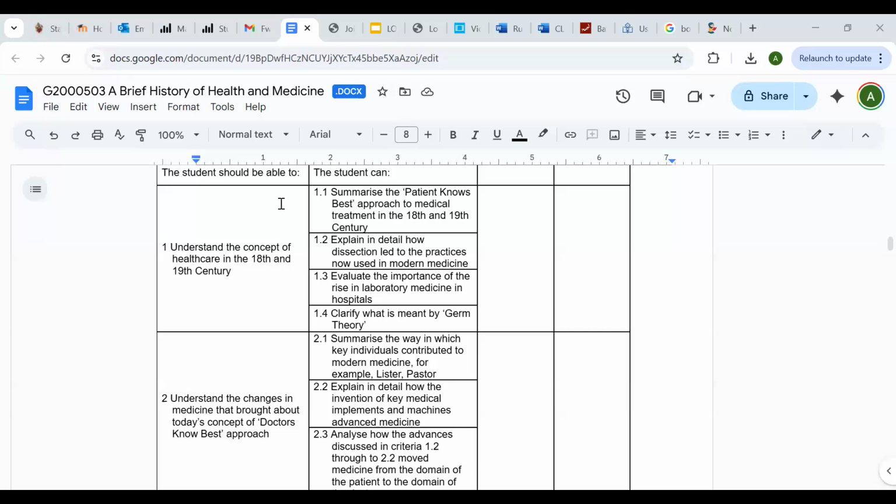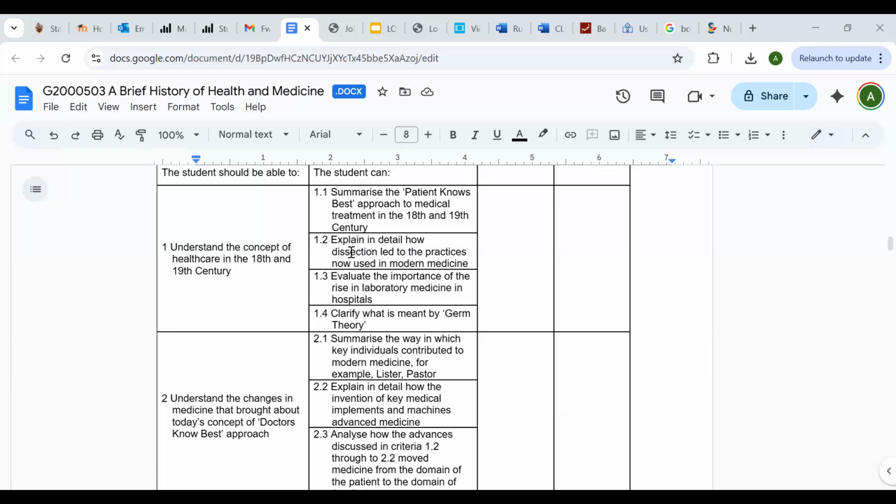So this is basically a unit covering two learning outcomes. The first learning outcome is to understand the concept of healthcare in the 18th and the 19th century. This has certain other components that you will be covering as well. The first is to summarize the patient knows best approach. What is this approach? We'll be talking about it, to medical treatment in the 18th and the 19th century.